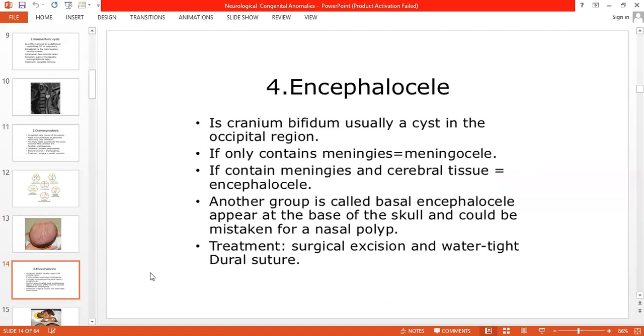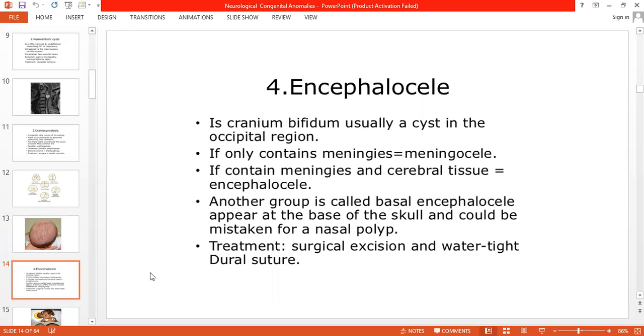Then the encephalocele. The encephalocele is a term used to describe a swelling in the skull. It is also known as cranium bifidum, usually seen in the occipital region, which is called occipital encephalocele. It can be in the frontal region or at the base of the skull. In those cases, they are called frontal encephalocele or basal encephalocele.